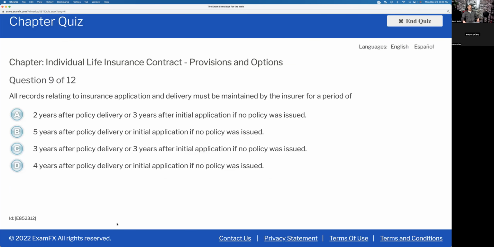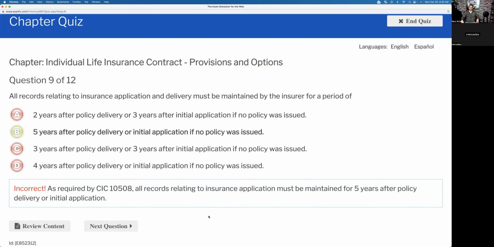All records relating to insurance application and delivery must be maintained by the insurer for a period of 2 years. It's 3 years policy delivery, 3 years for initial. I would say three. Three rings a bell to me a lot. Okay, never mind. So 5 years after the policy is delivered, or initial application if no policy was issued. All records relating to insurance application and delivery must be maintained for a period of 5 years. Got it.